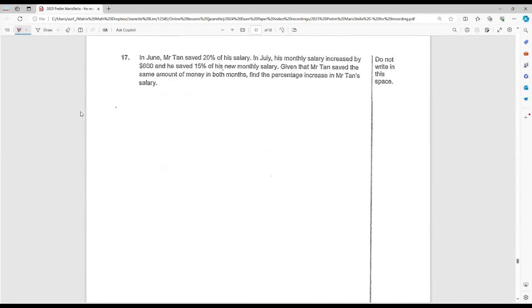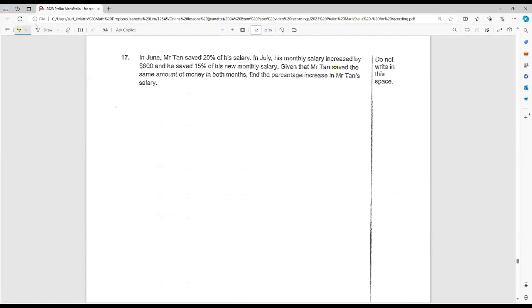Okay, last question. Question 17. In June, Mr. Tan saved 20% of his salary. In July, his monthly salary increased by $600, and he saved 15% of his new monthly salary. Given that Mr. Tan saved the same amount of money in both months, find the percentage increase in Mr. Tan's salary.